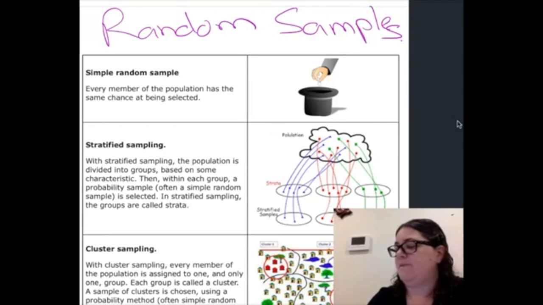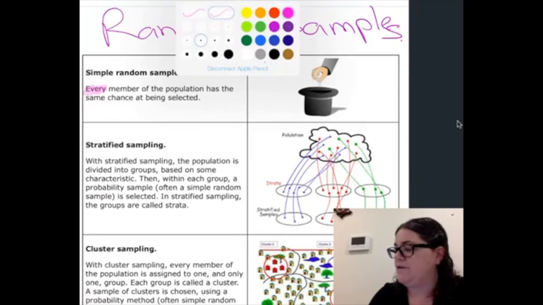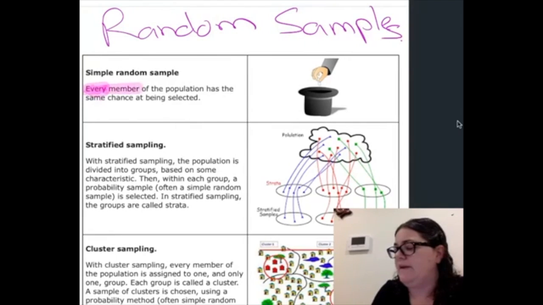As you can see from the little picture there, it's literally like taking a list of all the people, chopping it up and putting that into a hat, and then you just draw a person's name out at random. Because you have put everybody into the list, that means every single person has the same chance of being chosen. And that's quite important, okay? So simple random sampling: every member has the same chance of being selected. So that's method number one.